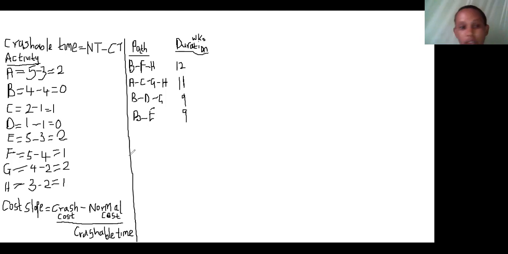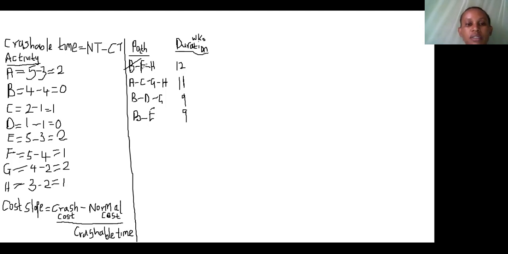Activity B, we didn't have the crushable time for it, meaning there'll be no additional cost since we are not going to crush the activity. And activity H has an amount of 1,000. So the first thing we are going to do, activity B, we have got no time to crush it, so we eliminate it in our process of crushing. We have got a crushable time of 0. Neither do we have an extra cost if we were to crush activity B. Then activity F and H are the points now left for our comparison.